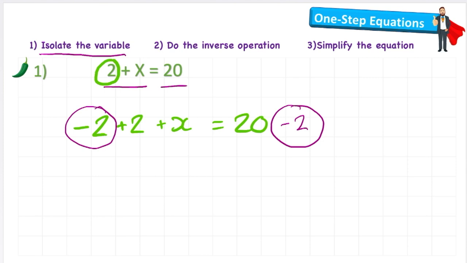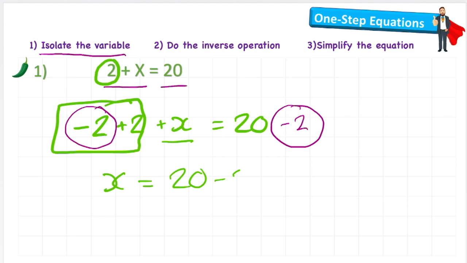Now I can write the next line and it will say negative 2 plus 2. So this part here is actually just going to cancel itself out and become a 0, so we don't need it. And I'm just going to put my x. So x equals 20 minus 2. Now I can solve this and say x equals, well, 20 minus 2 is 18.